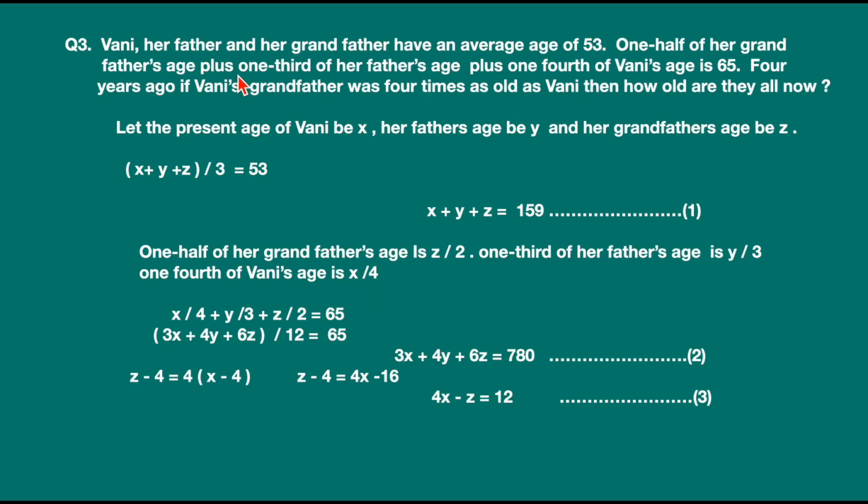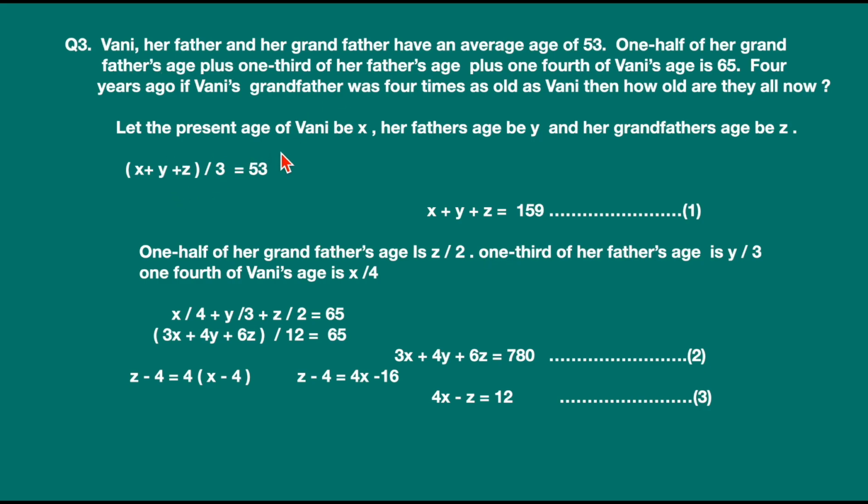This is a problem sum. First of all, we have to write down the equations with the help of these statements. Let us now read the sum. Vani, her father and her grandfather have an average age of 53. One half of her grandfather's age plus 1/3 of her father's age plus 1/4 of Vani's age is 65. 4 years ago, if Vani's grandfather was 4 times as old as Vani, then how old are they all now? So here we have to find the age of Vani, her father and her grandfather.